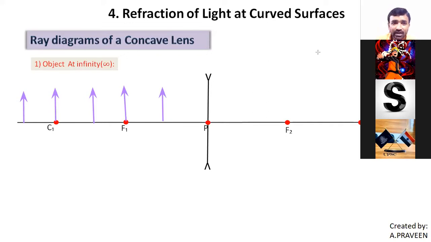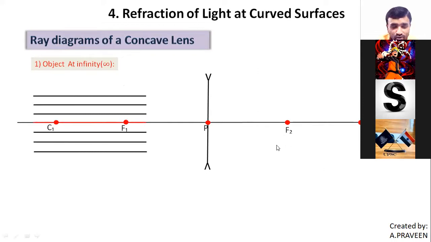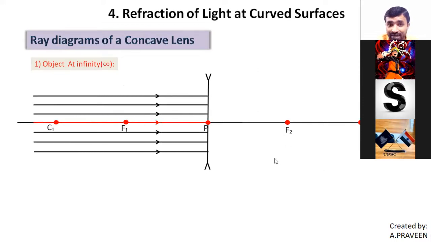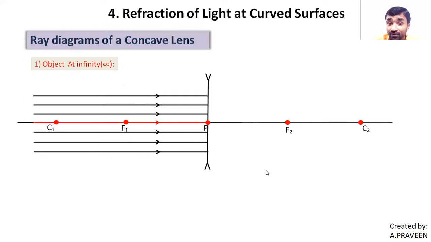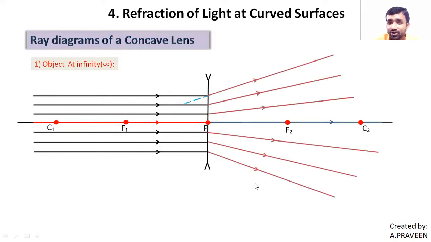So look at here. Now I placed the object at infinity, so I cannot show the object. I only consider a parallel beam of light rays. In this case, we will follow the same logic. They appear to diverge from this focus, right? So here the image will be obtained by the backward rays, called a virtual image.